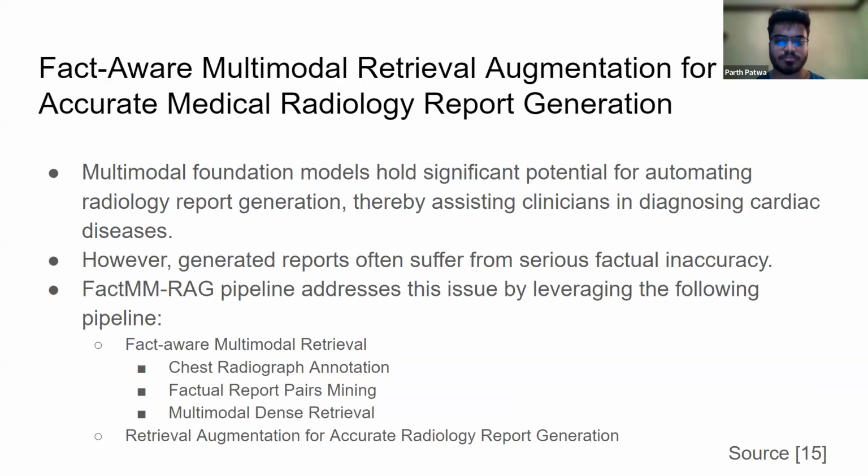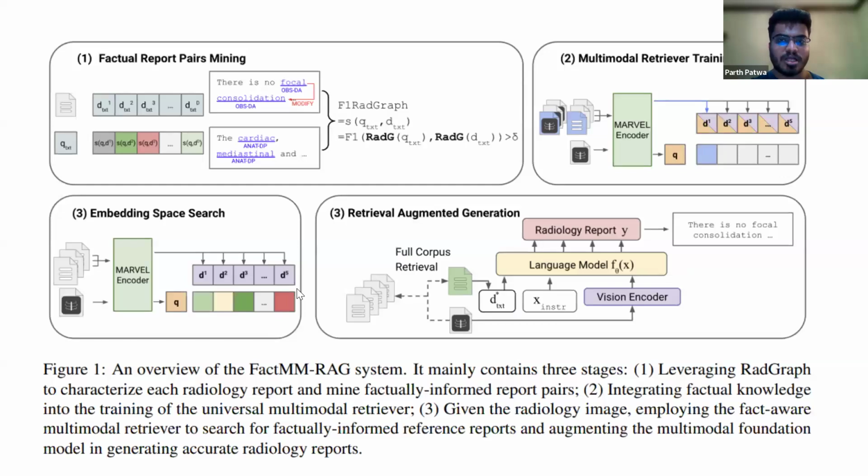So yeah, then we have another advancement, an improvement to ensure the factuality of the reports generated in the medical domain. So here we are using a RAD graph, which is a graph related to radiographs, to get similar matching reports, then retrieve the multimodal reports, and then a similar embedding search for retrieval augmented generation.